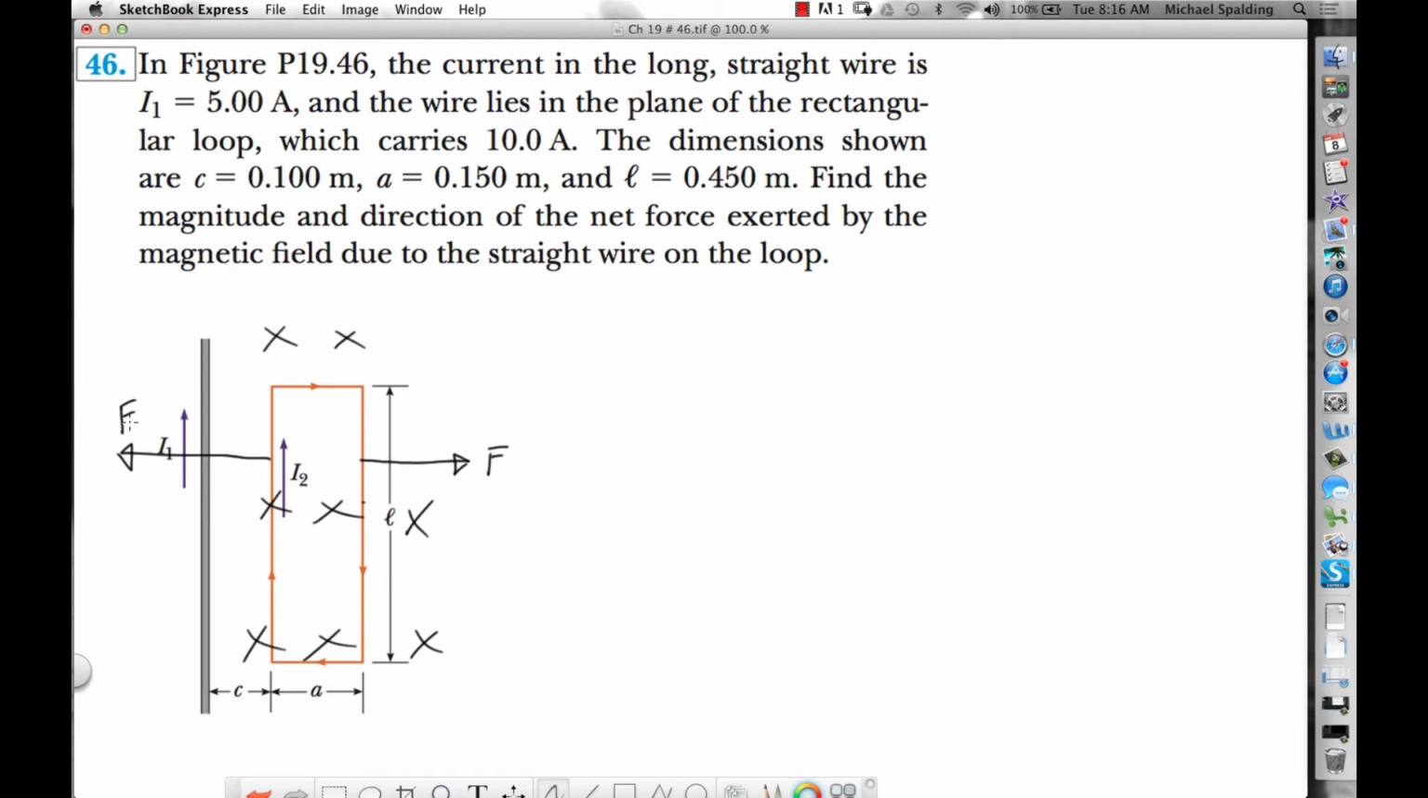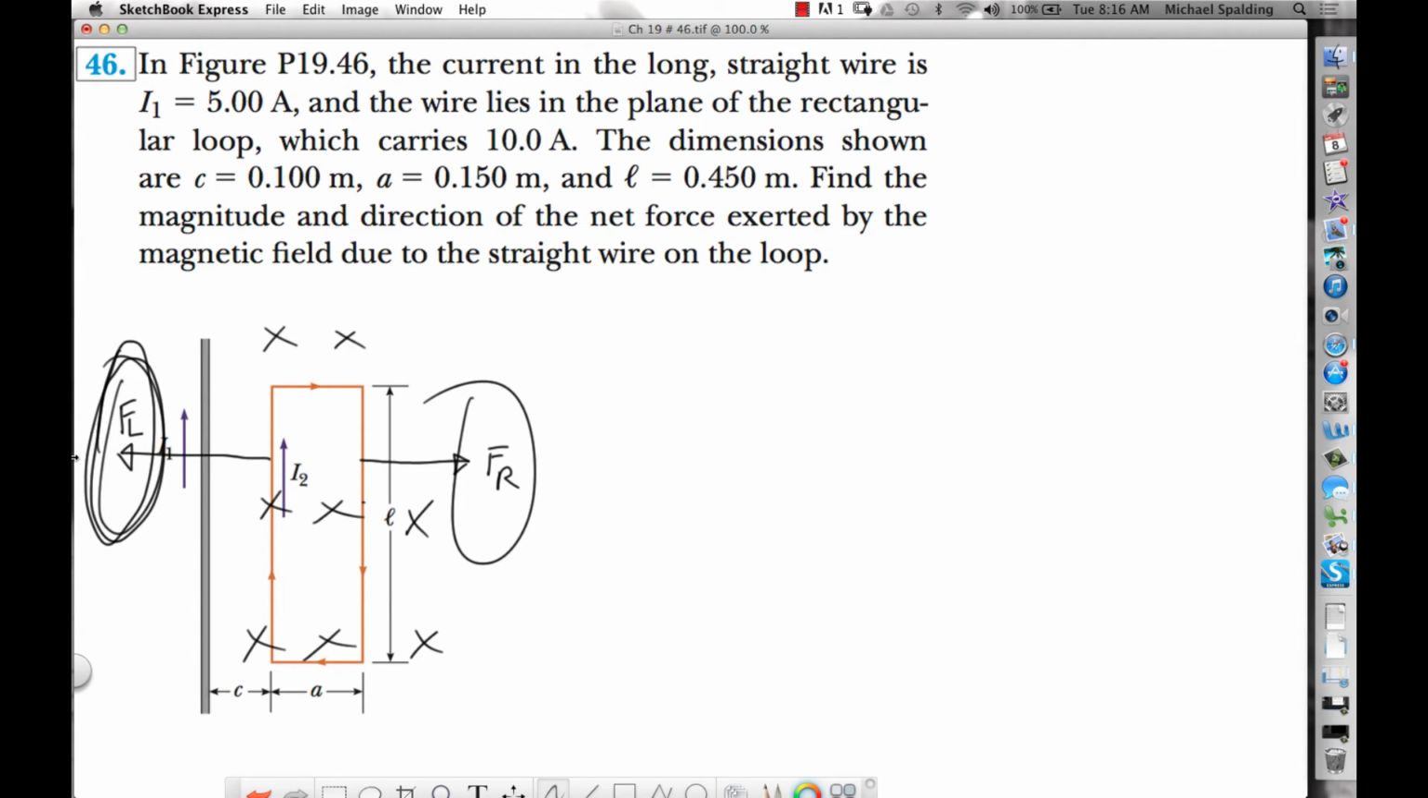Now, let's call this force left. We'll call this force right. Which force is going to be bigger? This is one of the key insights of the problem. Which force is going to be bigger, force left or force right? Force left. Why will force left be bigger?